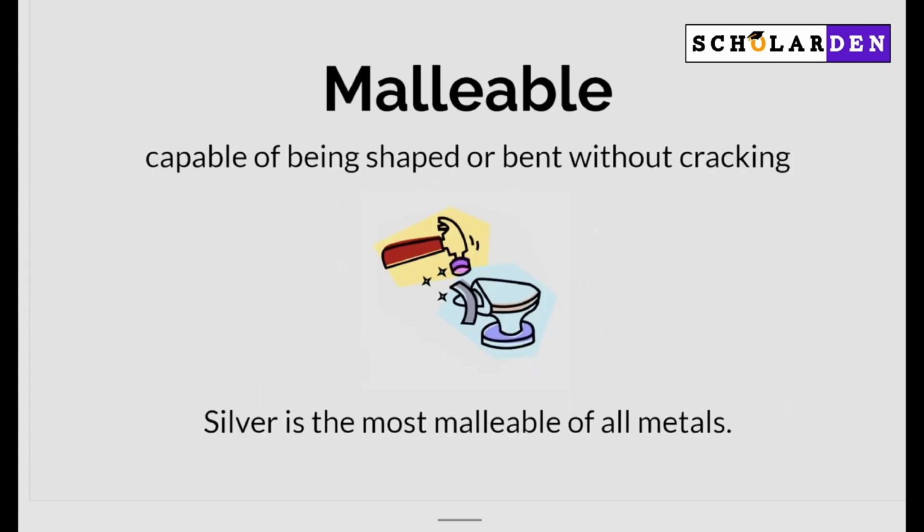Malleable. Malleable means capable of being shaped or bent without cracking. Silver is the most malleable of all metals. Or, we could say of something more abstract, like, his character is quite malleable, as he will try to please whoever he's with.